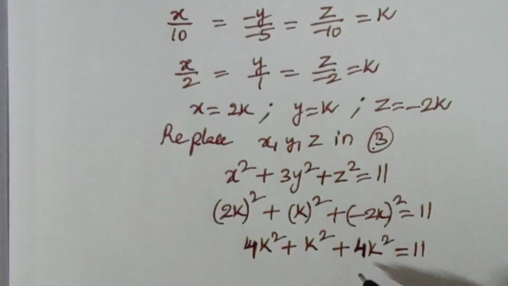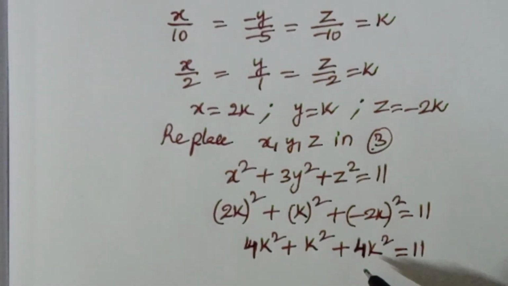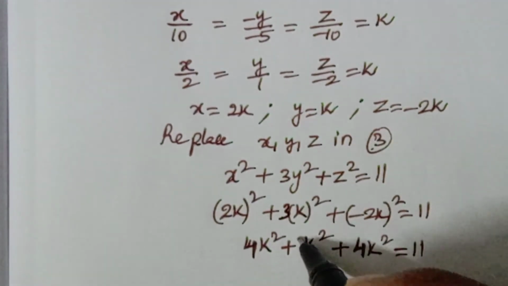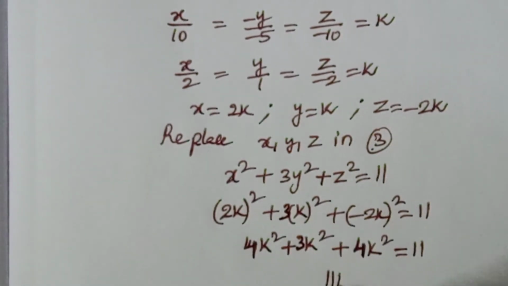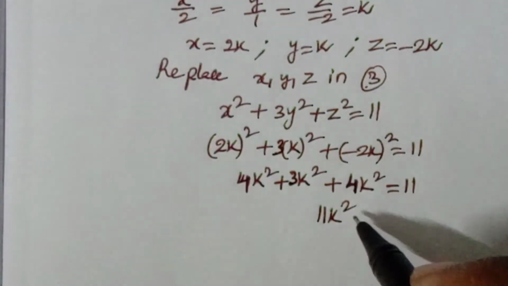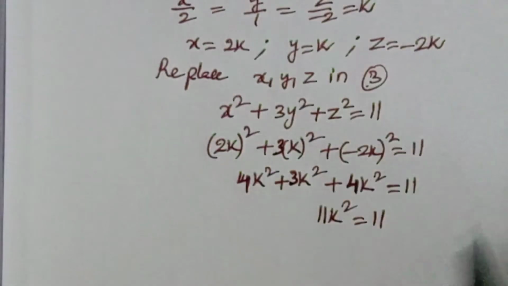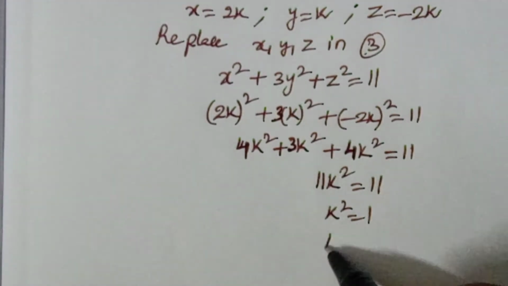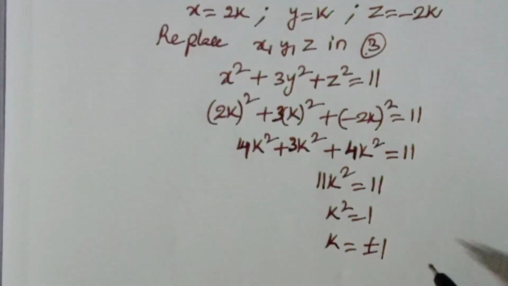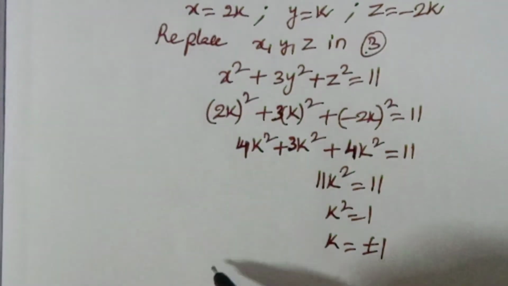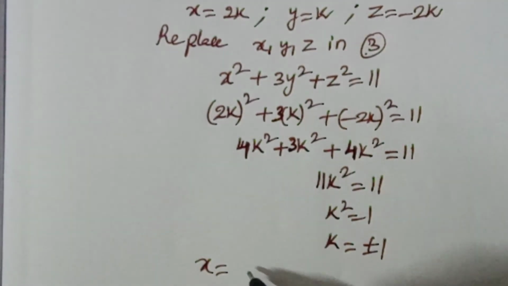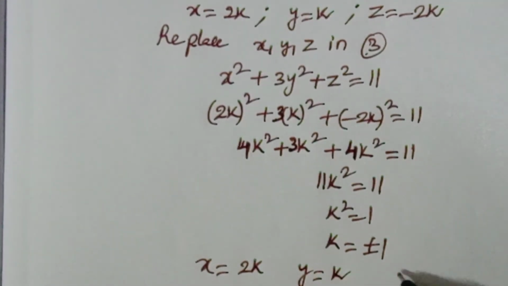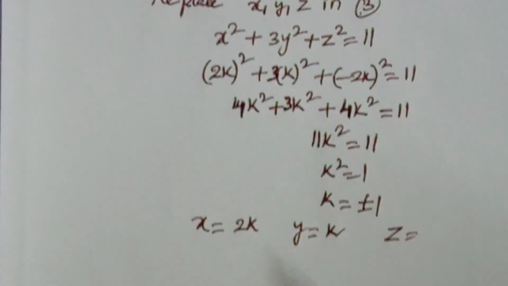So here we are getting 11k² equal to 11. So k² is equal to 1. k is equal to plus or minus 1. So if you substitute in this, x is equal to 2k, y is equal to k, z is equal to minus 2k.